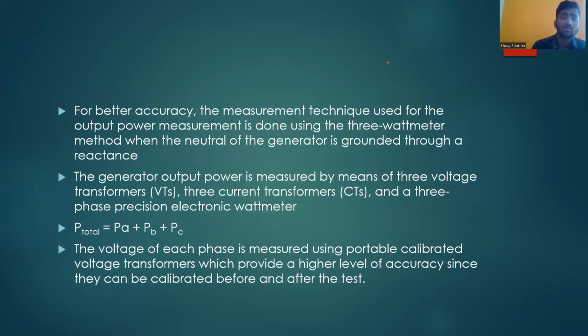For better accuracy, the measurement technique used for the output power measurement is the 3-wattmeter method, when the neutral of the generator is grounded through a reactance. The generator output is measured by means of 3 voltage transformers, 3 current transformers and a 3-phase precision electric wattmeter, where the total power equals the power of each phase, PA, PB, and PC. The voltage of each phase is measured using portable calibrated voltage transformers, which provide a high level of accuracy since they can be calibrated before and after the test.